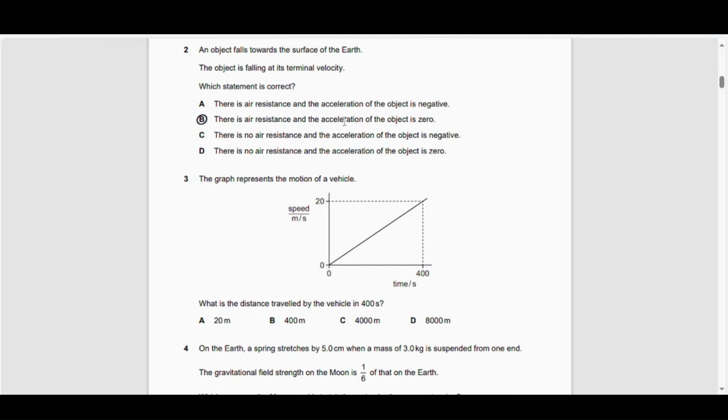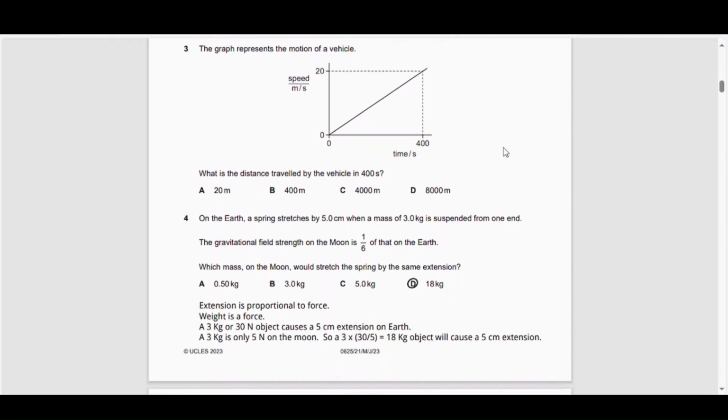In B, we are saying that the acceleration of the object is 0, and there is air resistance, and in D, we're saying that there is no air resistance and the acceleration of the object is 0. There are obviously two scenarios where there is no acceleration: when either the net force is 0 or there is no force acting on an object. We know that for a falling object, there is definitely the force of gravity acting on it. So the only way that you would have an acceleration of 0 is when there is another force that is equal and opposite acting on the body and resisting its fall. And that is the force of air resistance. So B is the right answer there.